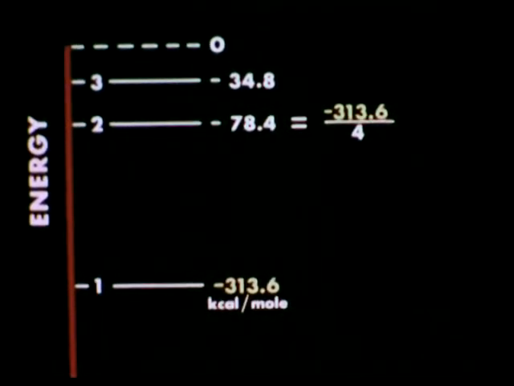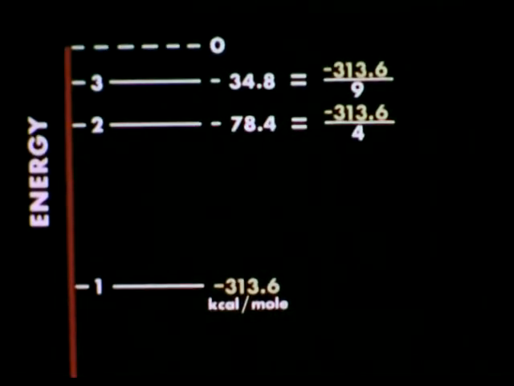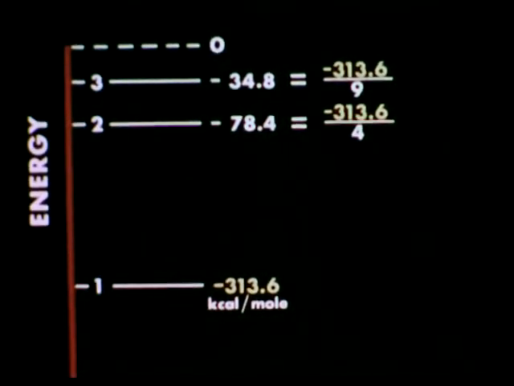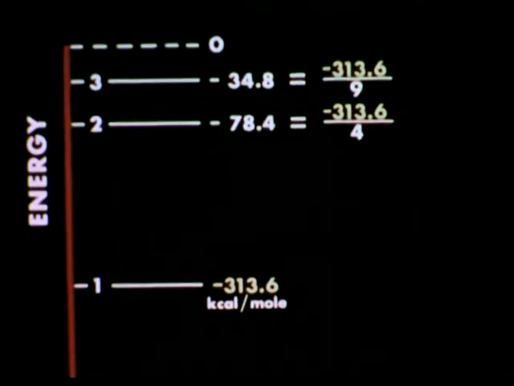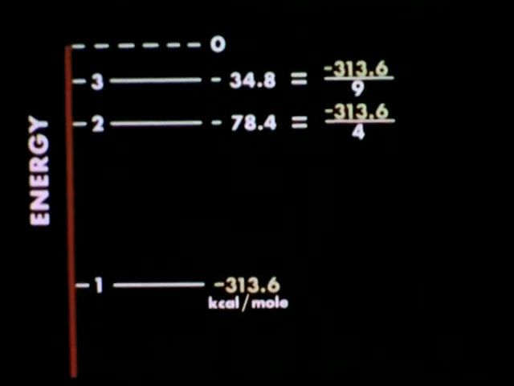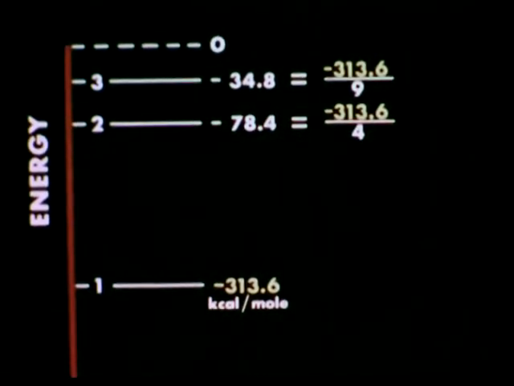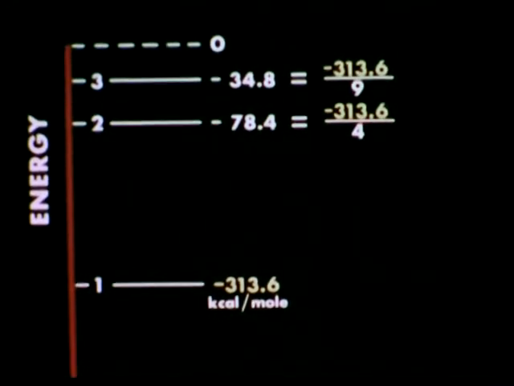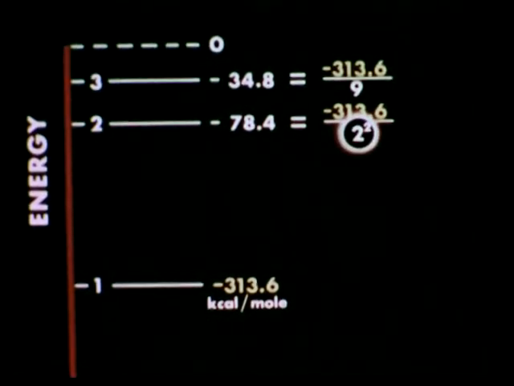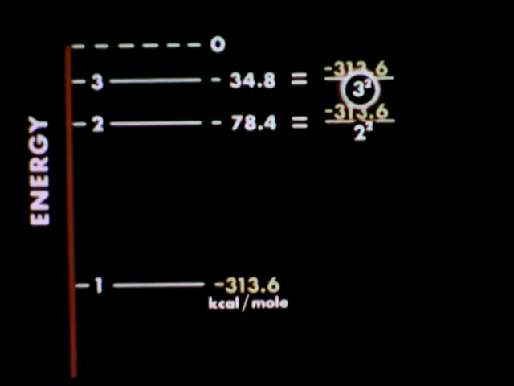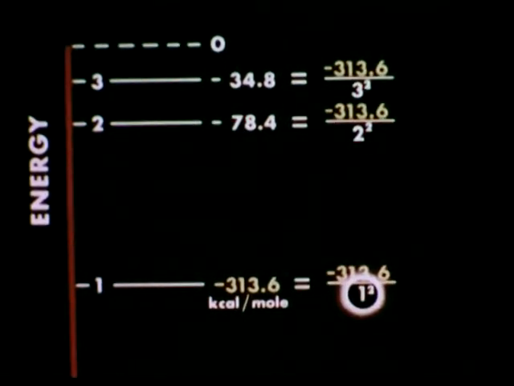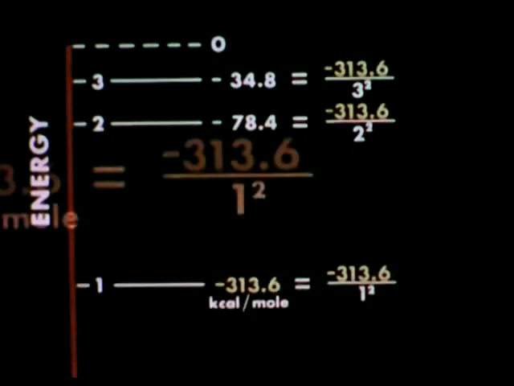78.4 is just 1/4 of 313.6, and 34.8 is just 1/9 of 313.6. These numbers are most conveniently recognized as 313.6 divided by the square of an integer. Thus, 4 is 2 squared. 9 is 3 squared. The lowest energy is 313.6 divided by 1 squared.